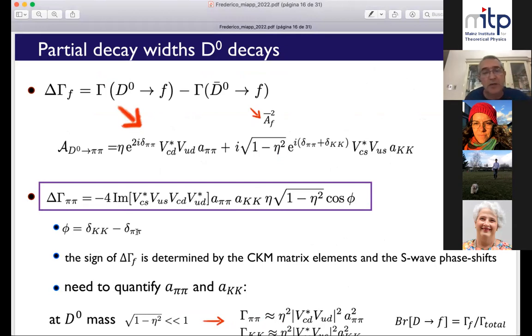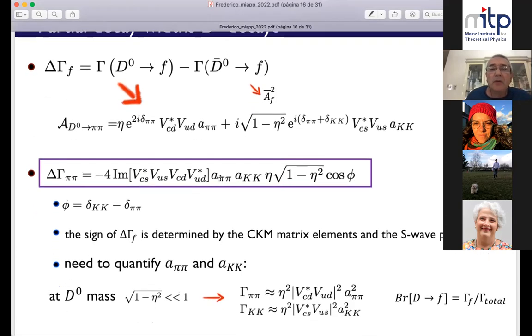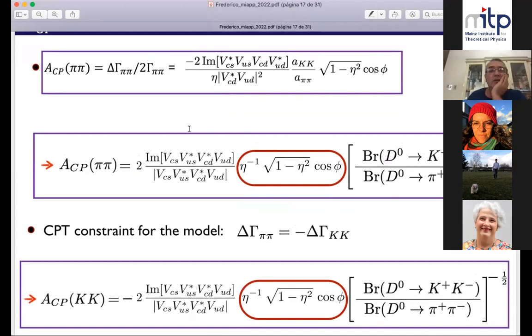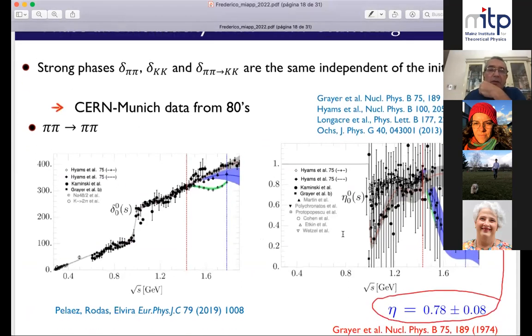Immediately you could say by U-spin symmetry, maybe this difference is pretty small. But we also do not know these quantities, but we can estimate them by the branching fractions. And then we should be able, relying on data for phi and inelasticity, to predict. So this is our expression. Here is the CKM matrix element, this is the inelasticity and cosine phi, and the branching ratios that we know. In this simple model we have, of course, this CPT relation.